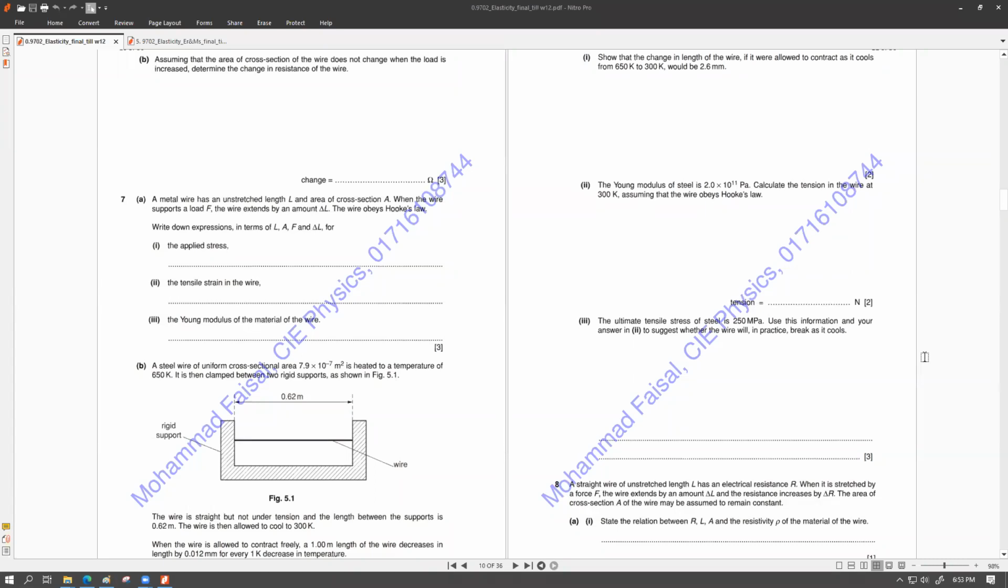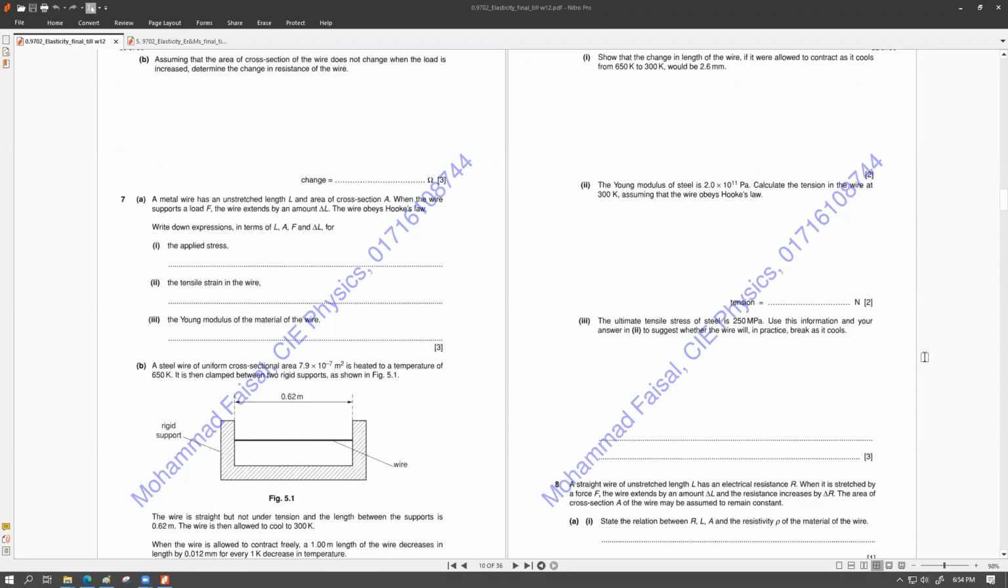Calculating the force, maximum force. Actually, to be honest, we can go for three different ways to solve this problem. One of the ways is to calculate the actual stress that builds up within the specimen for the given scenario.